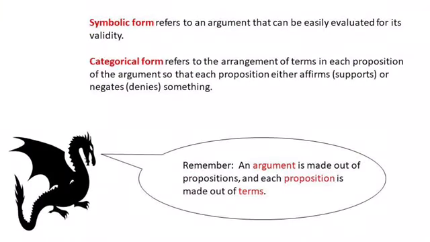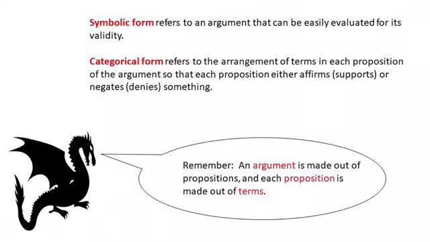Symbolic form refers to an argument that can be easily evaluated for its validity. Categorical form refers to the arrangement of terms in each proposition of the argument so that each proposition either affirms, that is, supports, or negates, that is, denies something. So the big takeaway here is that symbolic form refers to an argument and categorical form refers to the arrangement of terms in each proposition.